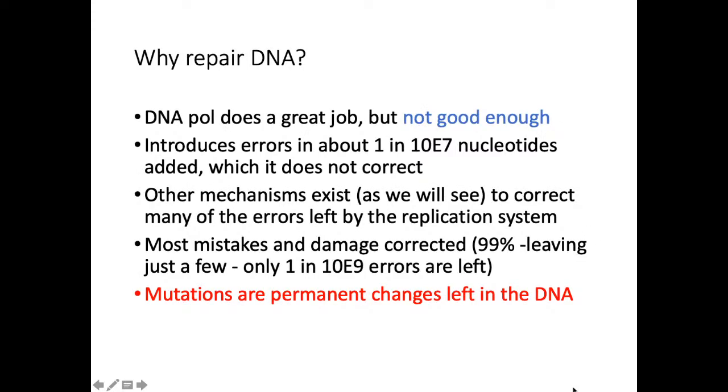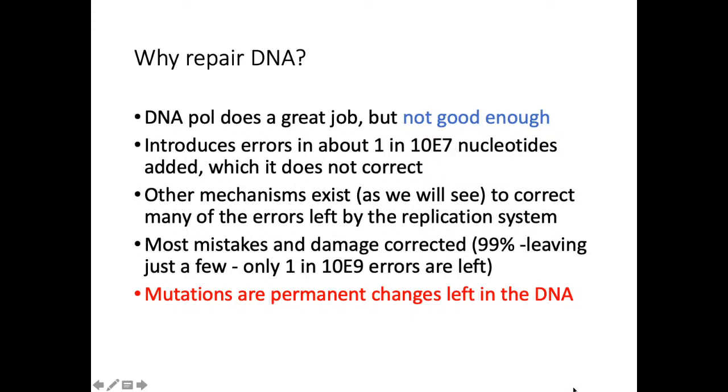So why do we need to repair this DNA? As we know, DNA polymerase helps with DNA replication and does a good job, but it's not good enough. It could produce some errors, one in 10 to the power 7 nucleotides added, which it does not correct. Other mechanisms are also present, which correct many of the errors left by the replication system. So most mistakes and damage are corrected, 99%, leaving just a few, like 1 in 10 to the power 7 errors. So mutations are permanent changes left in the DNA.